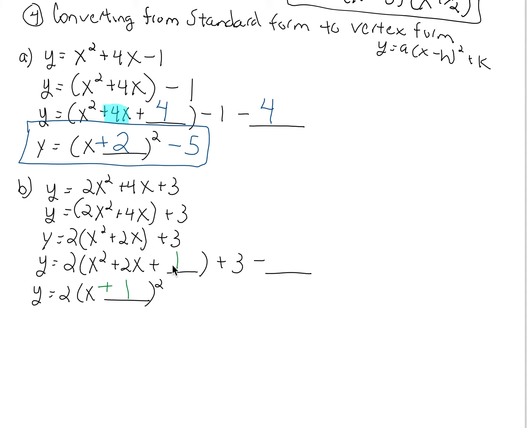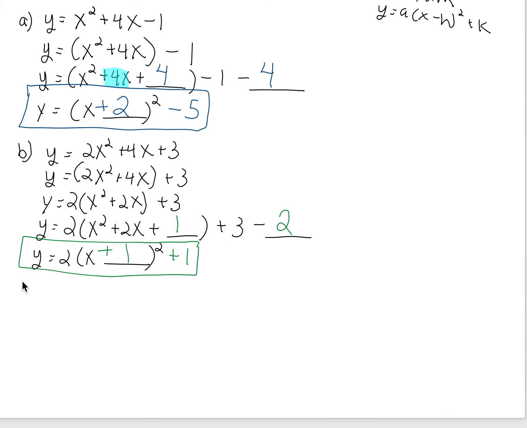I did not add 1 to this problem, because remember I have this 2 on the outside, so that means I have to distribute this 2 to everything in parentheses. So I've actually added 1 times 2, which is 2, to the problem. So I need to subtract 2. Then combining my like terms, I get a plus 1. So this would be the equation in vertex form.